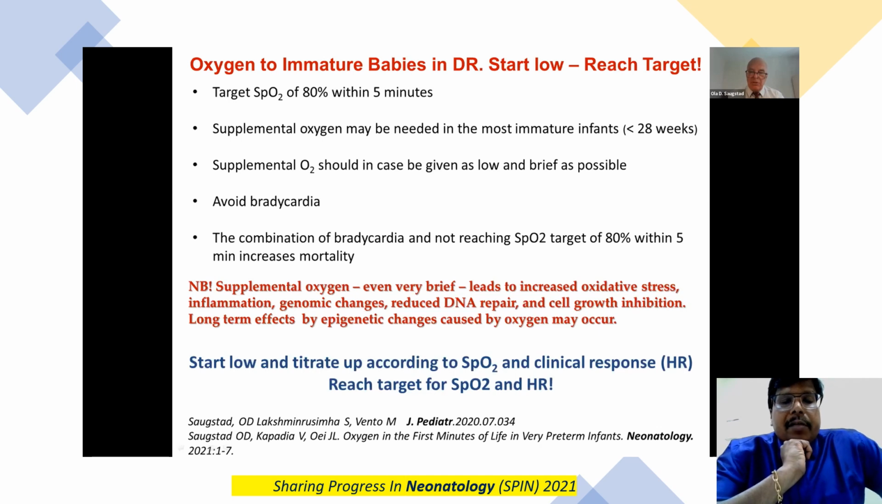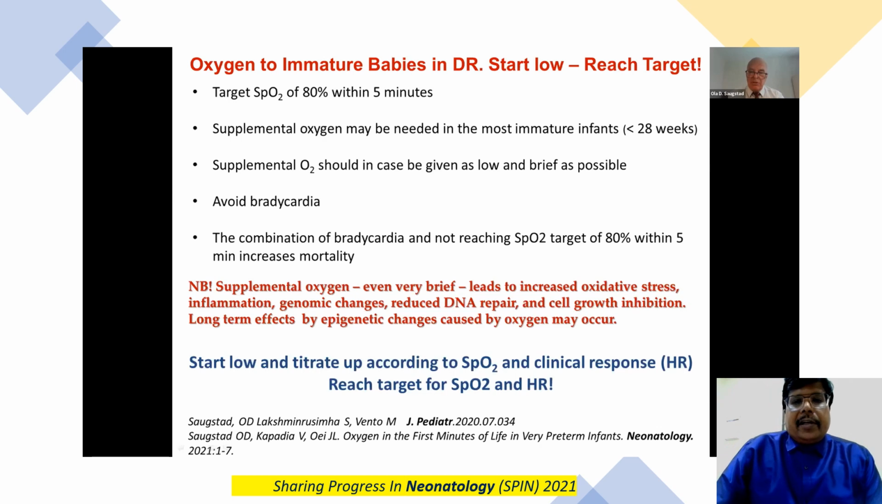Right now, for these immature babies, those less than 28 weeks, survival of 26 weekers and 25 weekers is almost equal to what we achieved for 28 weekers about a decade before. So, oxygen to immature babies in the delivery room, small babies. The philosophy here is start low and reach the target. Start low, reach the target.